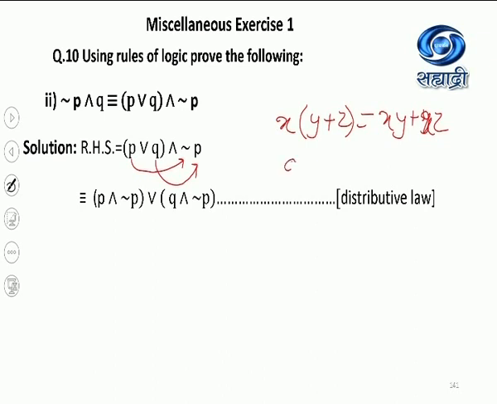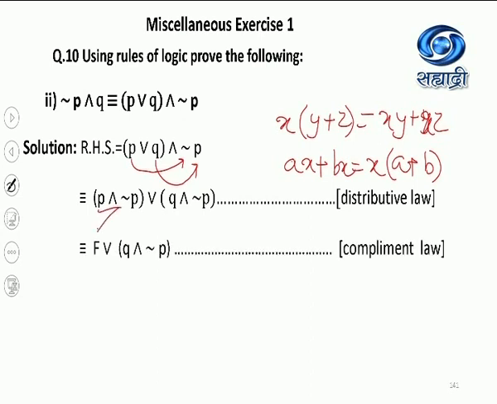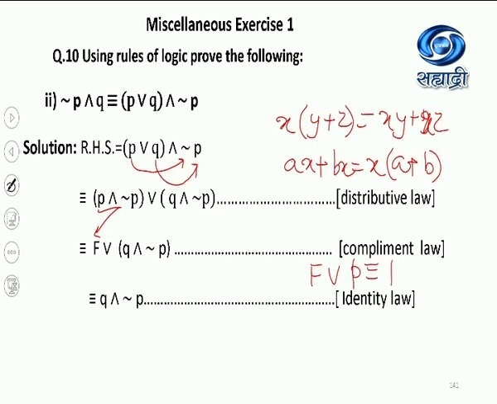And in the previous slide, what I had was ax plus bx, so what I did was I took x common. So the distributive law can be used in both ways, as an expansion or taking the common term outside. Here I am expanding. P and negation P is F, and Q and negation P will remain as it is. P and negation P by the complement law comes out to be F. And F or (Q and negation P), by the identity law, F or P is the statement P itself.